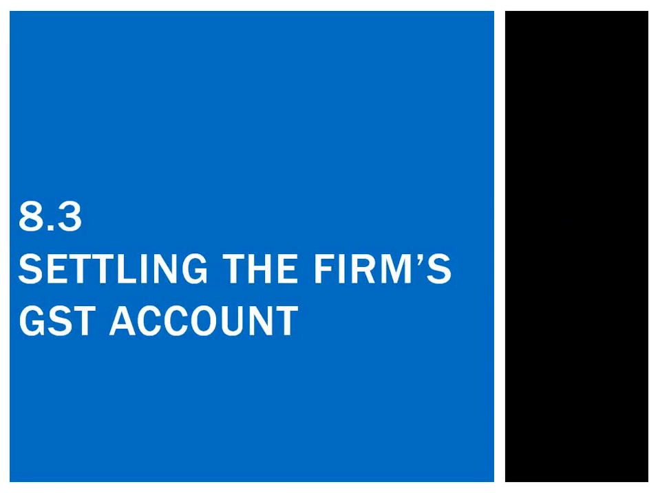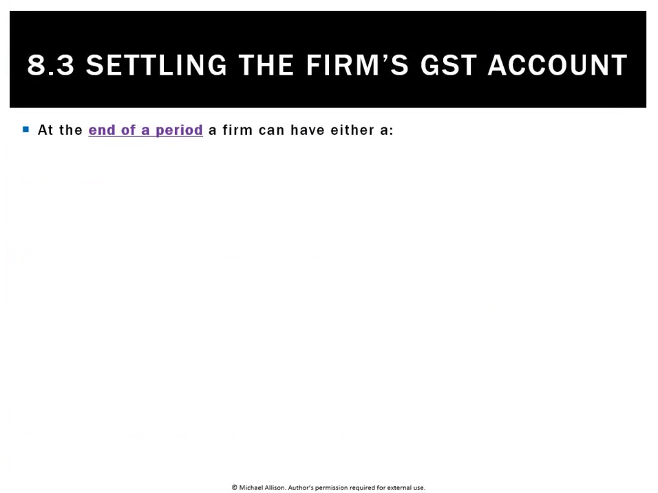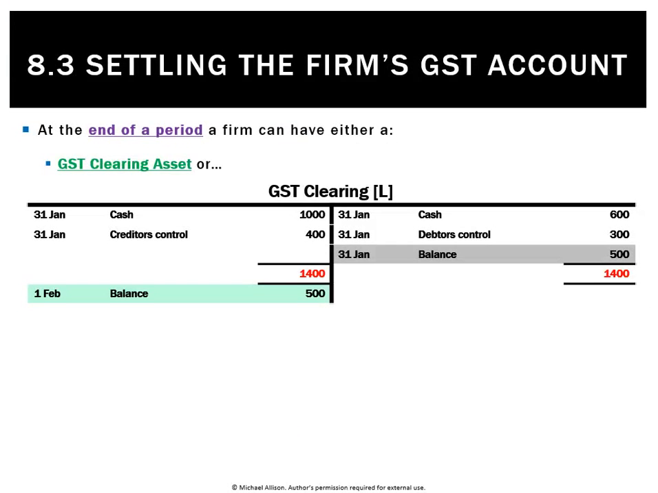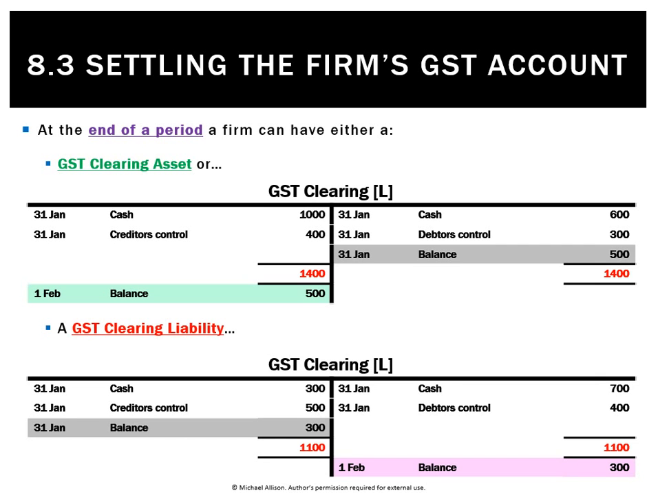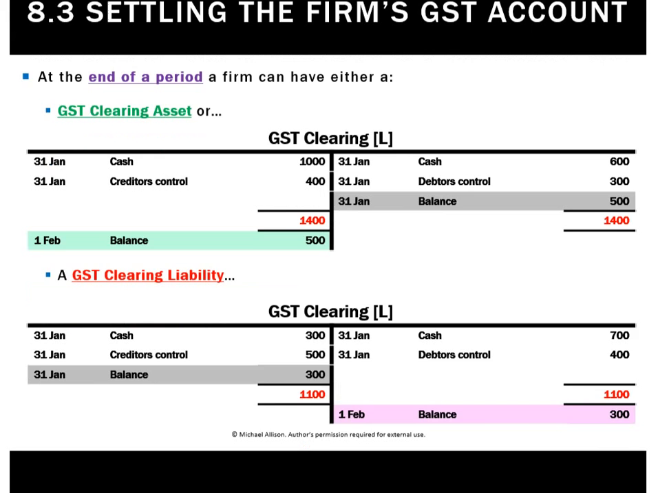Let's look at how we actually settle the GST account. At the end of the period, we're going to have one of two situations: a GST clearing asset, which shows up as a debit balance here of $500, or a GST clearing liability, which is a credit balance in this case of $300. And in previous topics, we've kind of left it at that. Well, that's not where it ends.